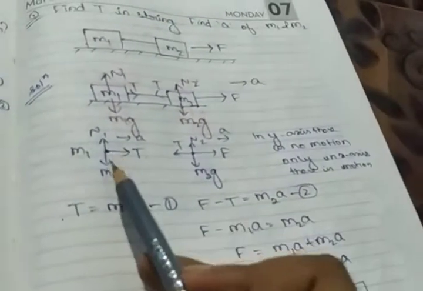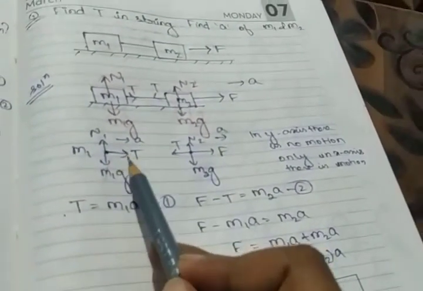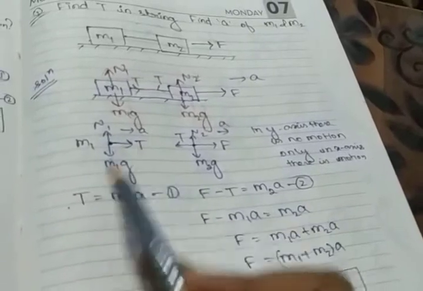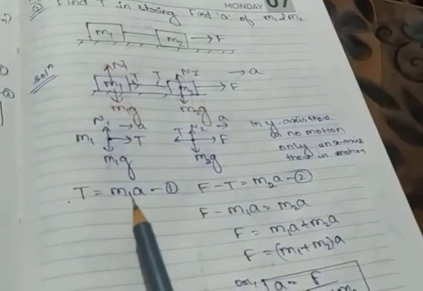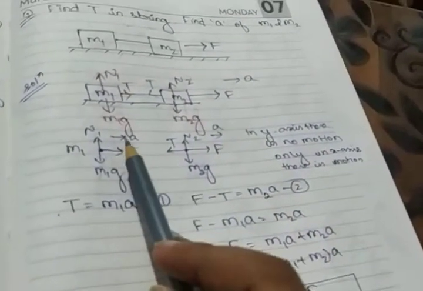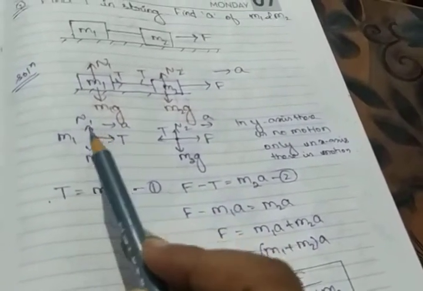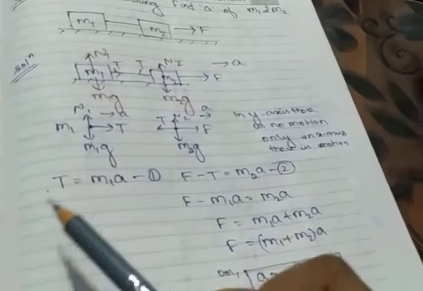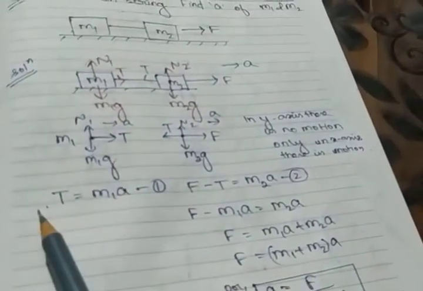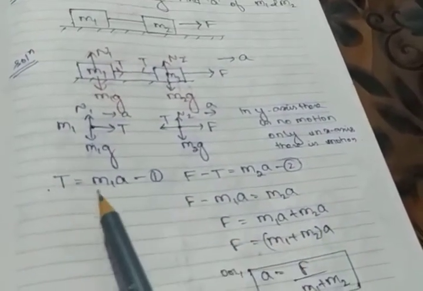Now if I look at this one, T, this force must be responsible for the acceleration. So T must equal mass into acceleration. The force which is responsible for the acceleration is equal to mass into acceleration. So this force is the T force and this is acceleration, so T equals m1 into A.